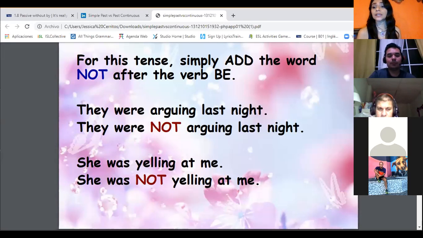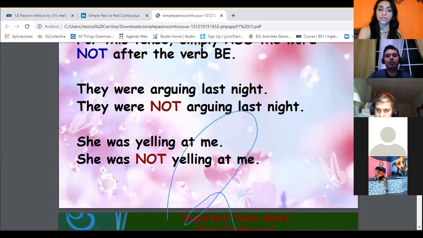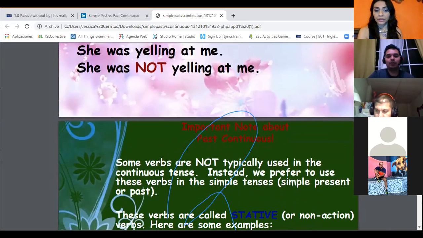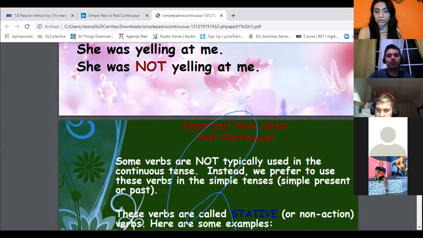Okay, you understand yelling? No. Gritándome. Gritar. Oh, to yell is the verb, all right? Yelling is gritando. Okay. She was yelling at me. She was not yelling at me. Very good. Continue. Can you read this, please?